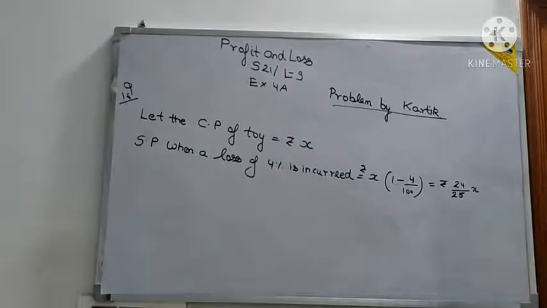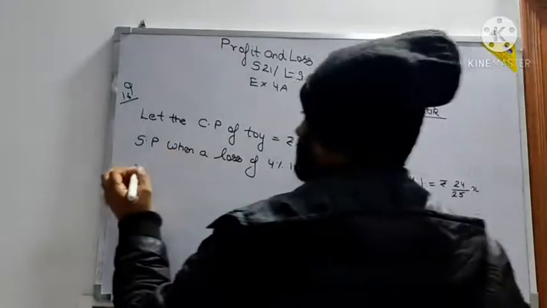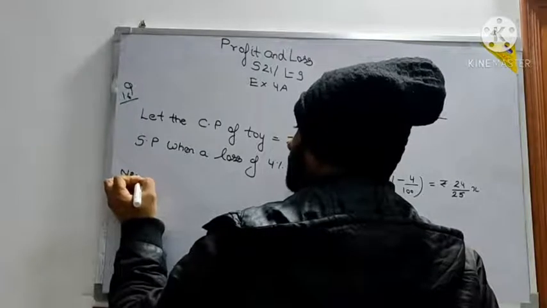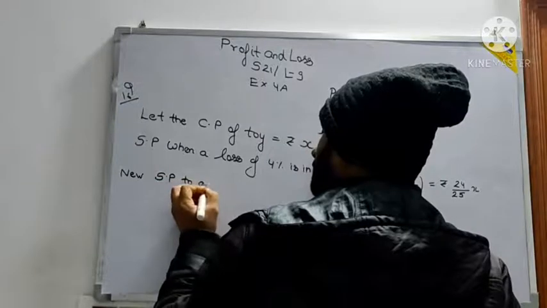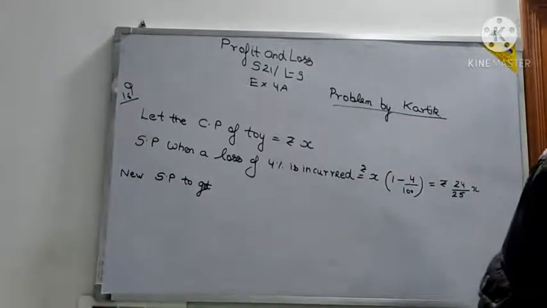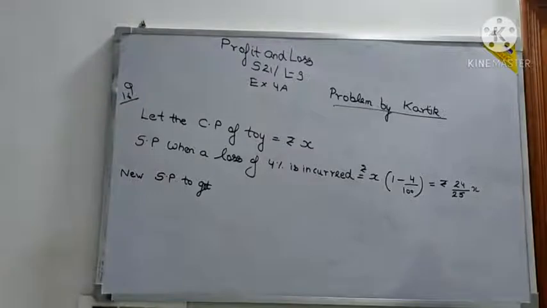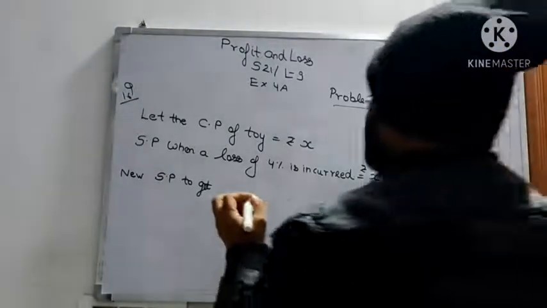So SP is 1 minus 4 by 100 into CP. So 4 by 100 is 1 by 25, so 25 minus 1, 24 by 25. Excuse me. Now the question is saying something. See, we have to move in the direction of the question only. So what is the question saying? He is saying, had he sold it for 180 rupees more. So right here, new SP to get 16% profit.